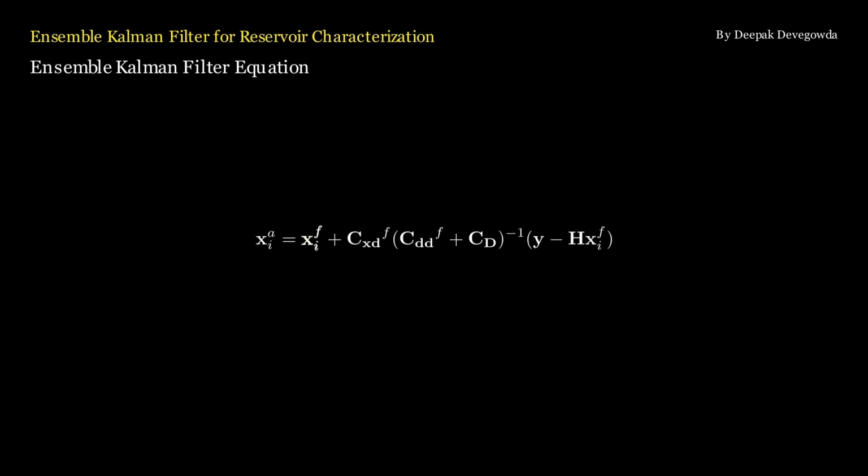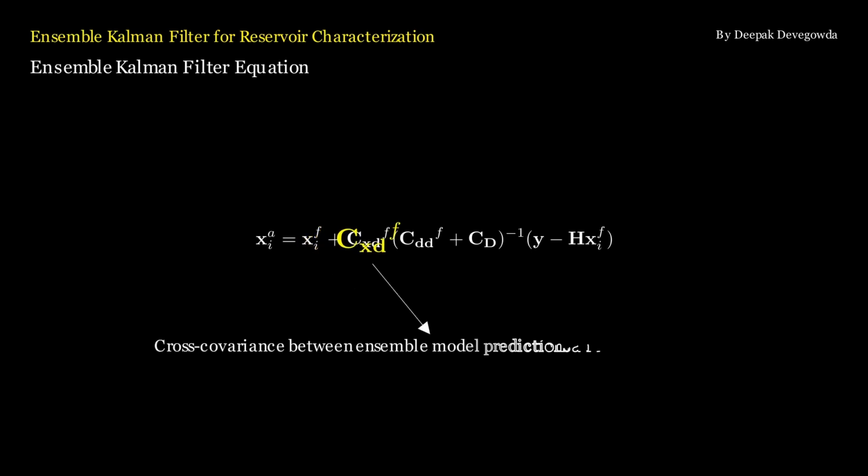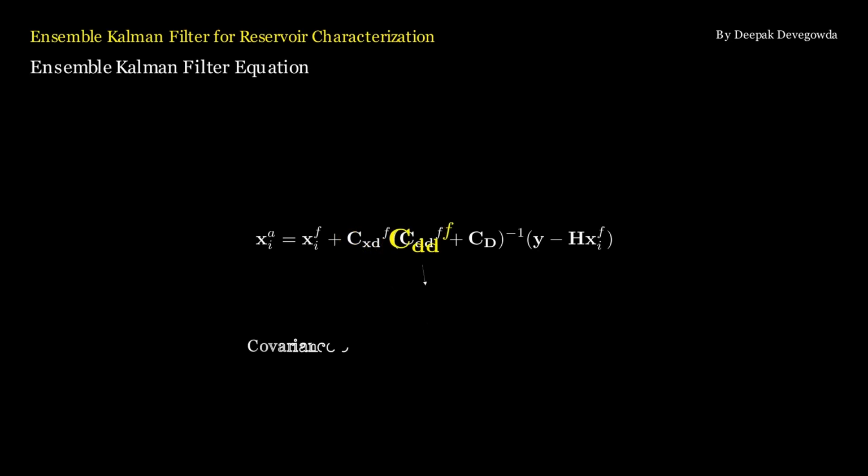Let's take a look at the Ensemble Kalman filter equation. We have the state vector for ensemble member i. We have the cross covariance between the ensemble model predictions and the state variables. We have the covariance between the ensemble member predictions. We have the noise covariance matrix, which controls which observation you're going to trust to make an update.